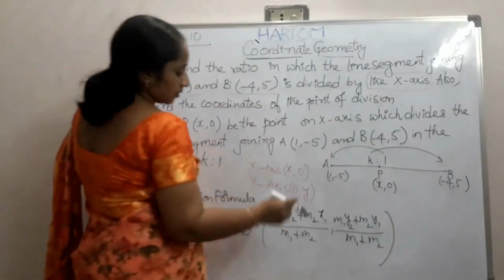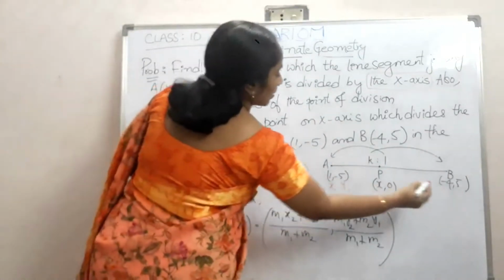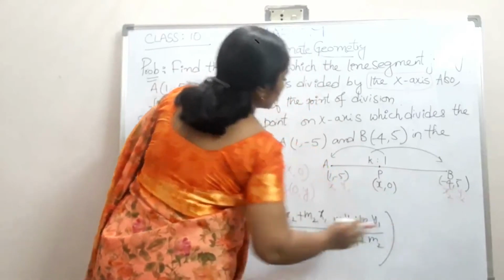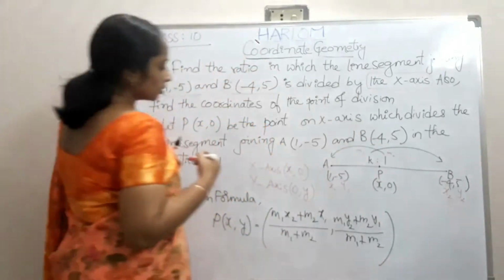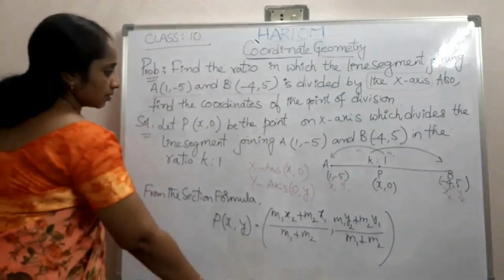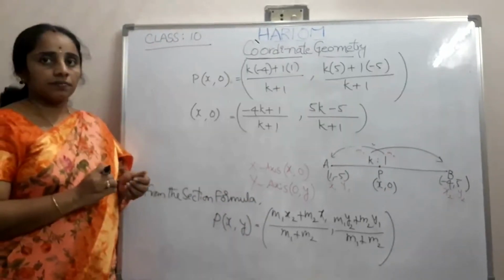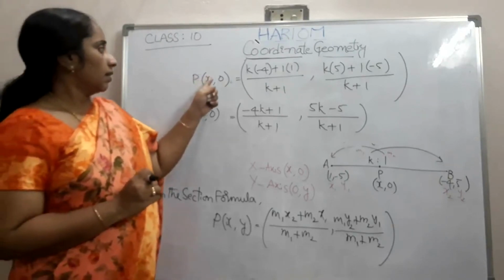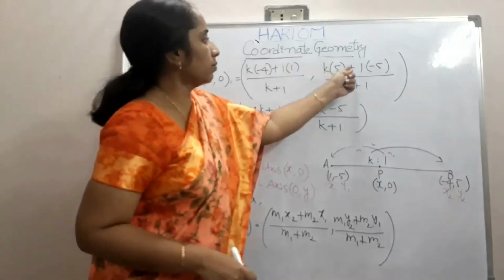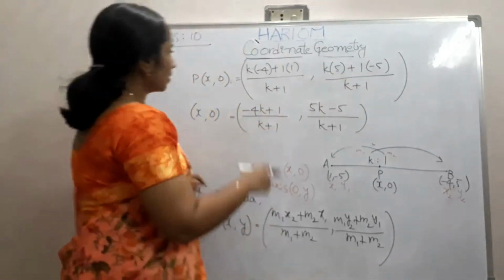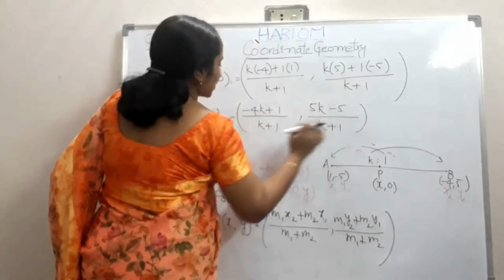Here x1, y1, x2, y2, and this is the ratio m1, m2. So by substituting these, we get k into minus 4 plus 1 into 1 by k plus 1, and k into 5 plus 1 into minus 5 by k plus 1. That is minus 4k plus 1 by k plus 1, and 5k minus 5 by k plus 1.